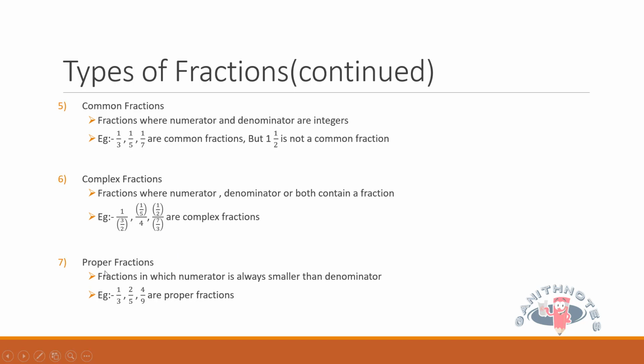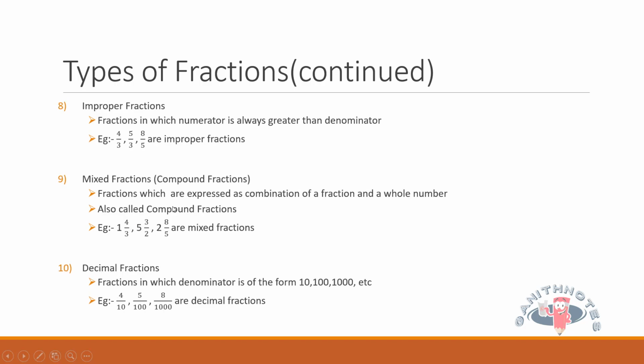The seventh one is proper fractions. What are proper fractions? The fractions in which the numerator is always smaller than the denominator come into the category of proper fractions. Some examples are 1 by 3, 2 by 5, 4 by 9, where all of these numerators are smaller than the respective denominators. So they belong to the proper fractions category.